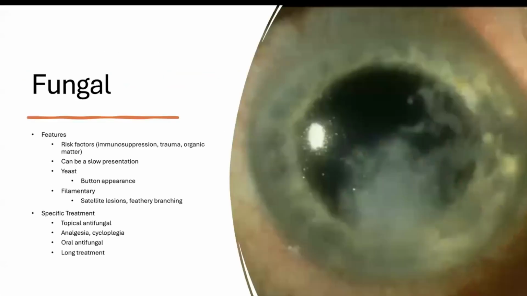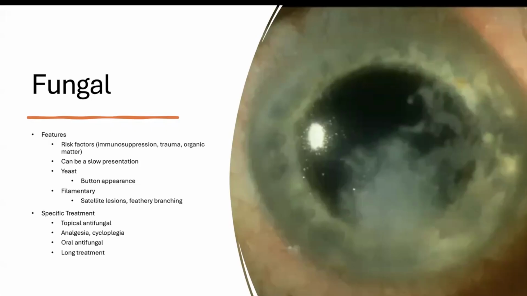And then talking about fungal keratitis. So fungal keratitis is something that you're going to see very rarely. There tends to be certain risk factors. So patients on immunosuppression, for example, long-term topical steroids, patients who've had trauma, and specifically trauma where they've had the eye being contaminated with organic matter, things like leaves, tree branches, for example.